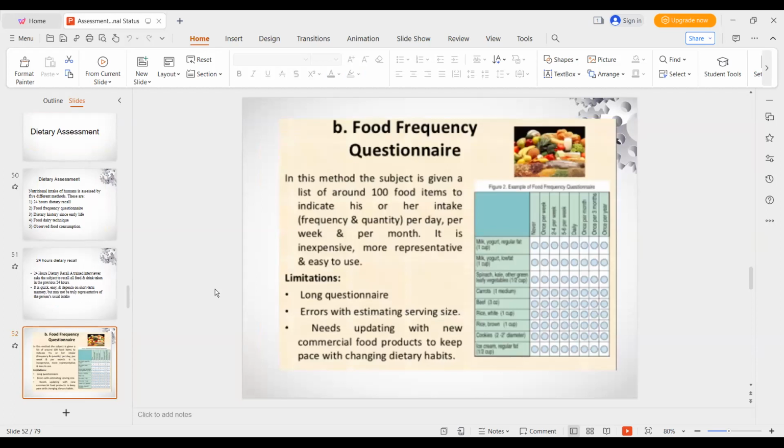Second is food frequency questionnaire. In this method, the subject is given a list of around 100 food items to indicate his or her intake frequency and quantity per day, per week, per month. It is inexpensive, more representative, and easy to use. The limitations of food frequency questionnaire: long questionnaire, error with estimating serving size, and need for updating with new commercial food products to keep pace with changing dietary habits.